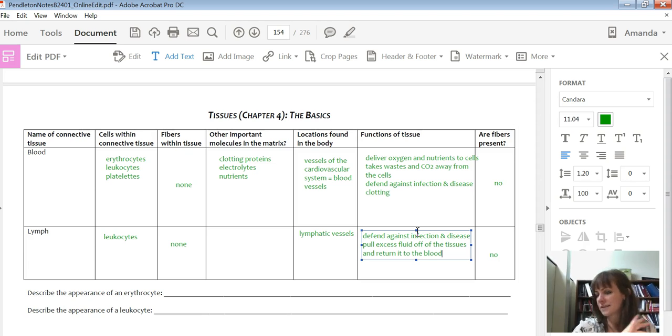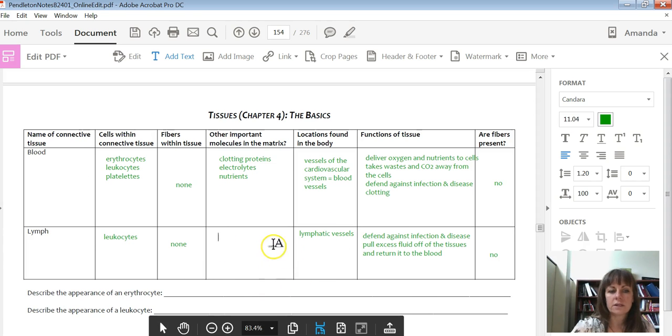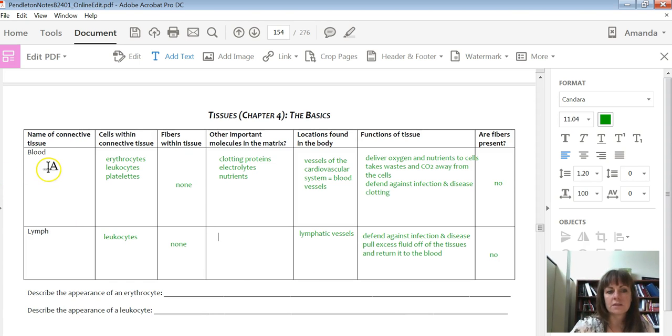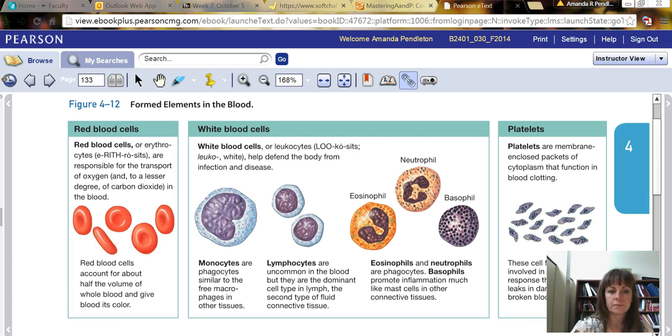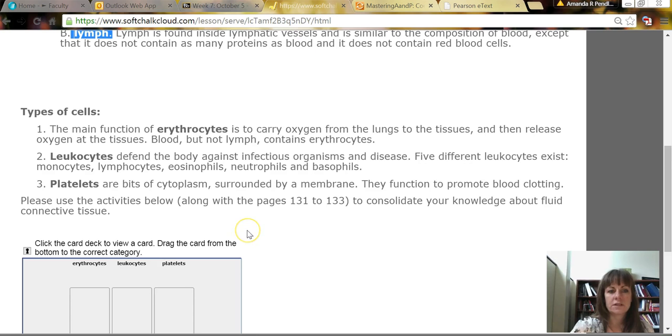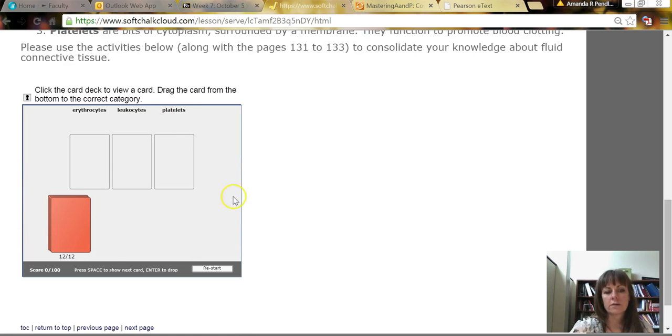Okay, so the blood leaves a little bit too much fluid on those tissues. Lymph picks up that extra and sends it back to the blood. And so that's what it's doing. Okay, so there are going to be some other proteins and fluids that are important in lymph, but we won't learn about those in detail at this level. But that's what these two connective tissues are right here. And so I believe if you continue through your homework, there's an activity to help you learn the difference between these cells and where they're located.